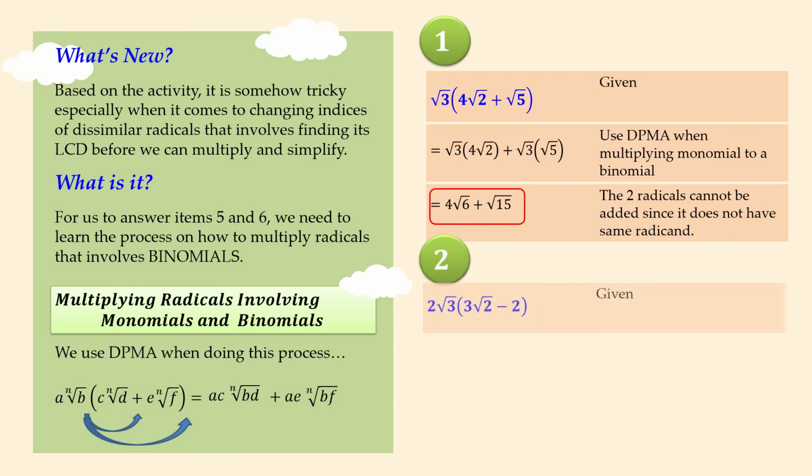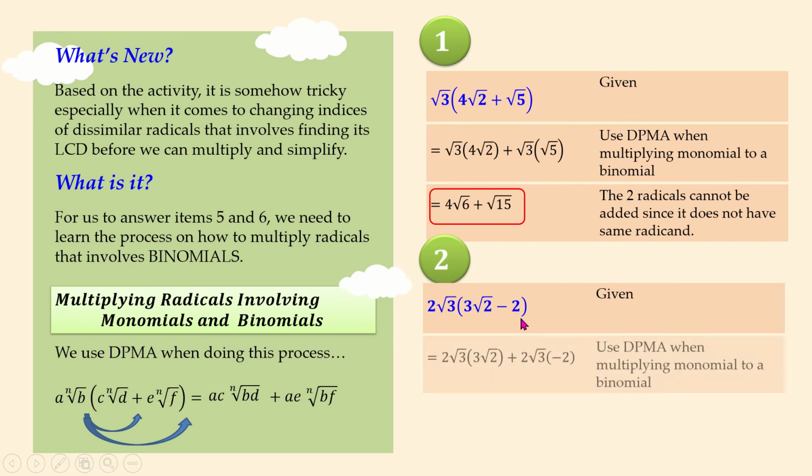Second example, 2 square root of 3 times the binomial 3 square root of 2 minus 2. This is our given. Use DPMA when multiplying a monomial to a binomial. So, monomial times the first term: 2 square root of 3 times 3 square root of 2. Monomial times the second term, which is negative 2.